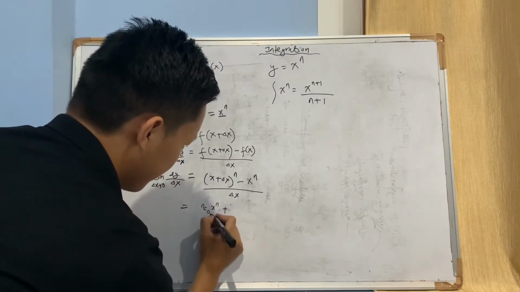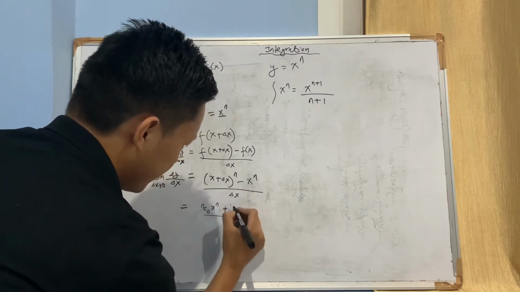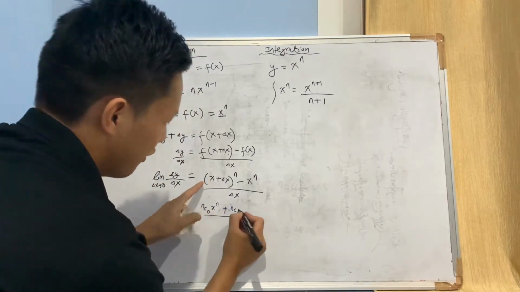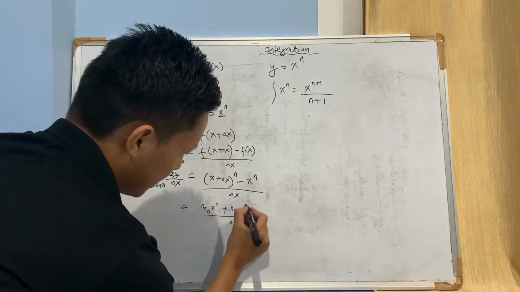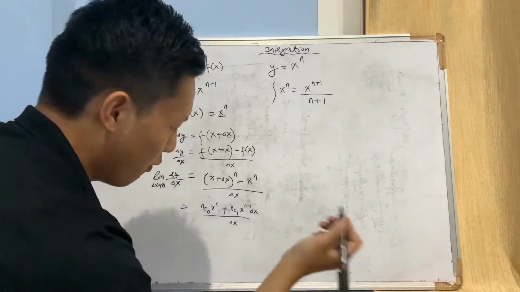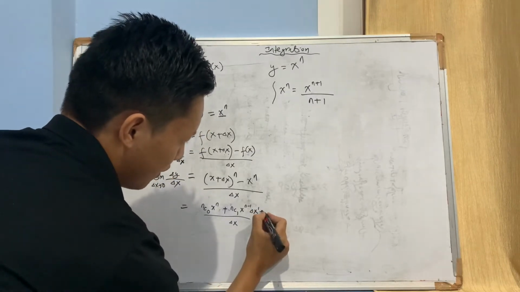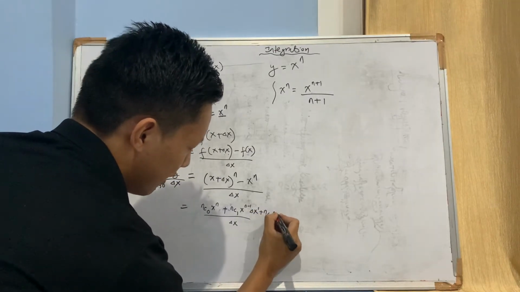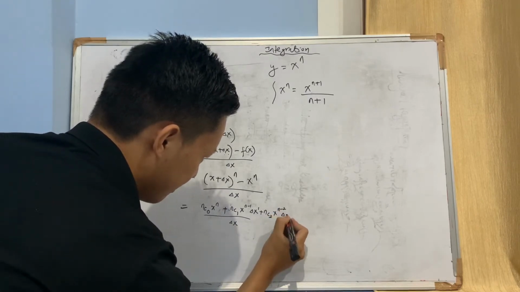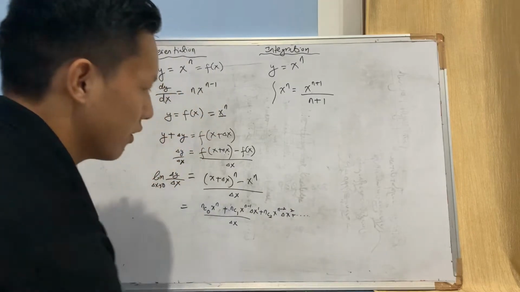So the second term will be nC1, right? This is the binomial expression. So I have to put x to the power n minus 1, and del x to the power 1. Then nC2, x to the power n minus 2, and del x squared, and so on.